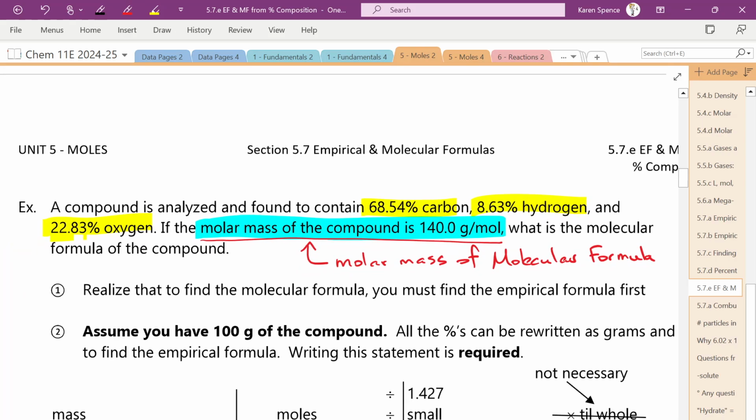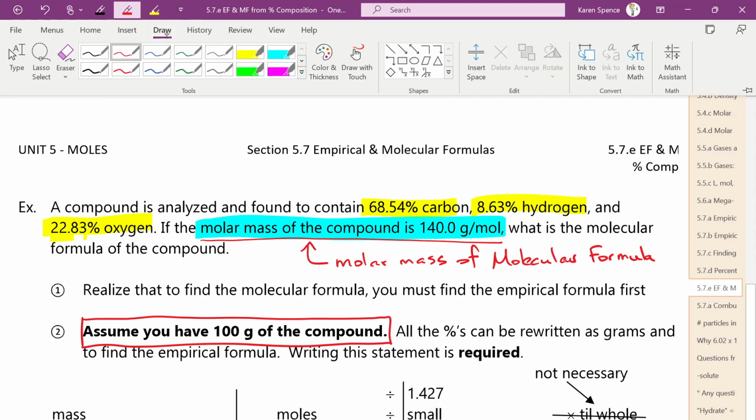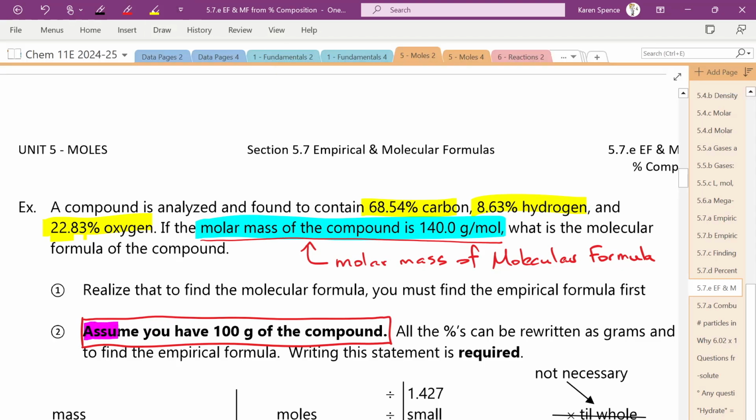And now we're asked, what is the molecular formula of the compound? So all we're doing is taking all the steps that we've done up till this point, so I'm not going to spend a lot of time doing each of them. The first thing we have to do, because we're given percentages, is, what is it? We have to assume you have 100 grams of the compound. Write this.